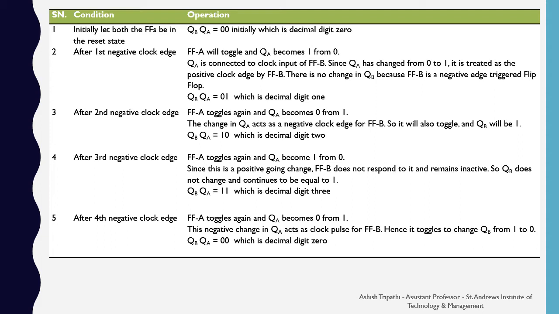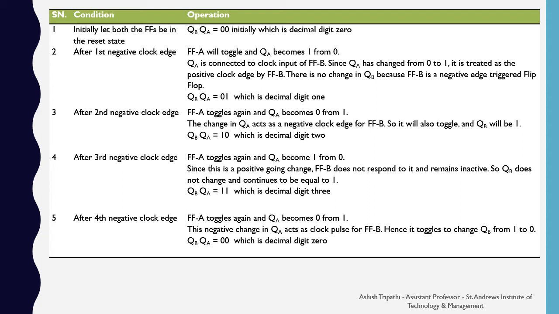After the fourth negative clock edge, FFA again toggles and QA will become 0 from 1. This is a negative change in QA, and as it acts as a clock pulse for FFB also, QB will change from 1 to 0. Hence QB QA will become 0 0, which is the decimal digit 0.